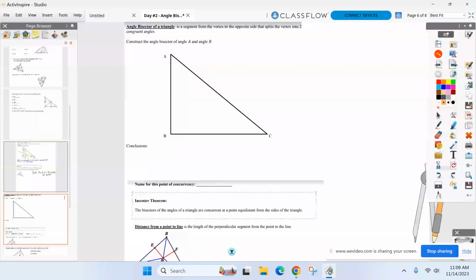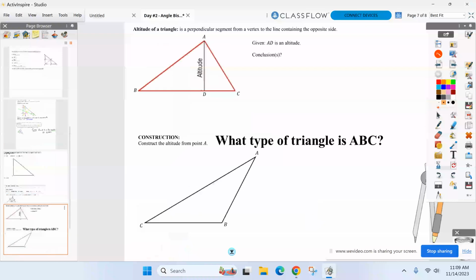Let me introduce you. That's the same slide. An altitude. Okay, an altitude. New vocabulary term in a triangle. An altitude. I think in the middle school, I don't think you used the term altitude, did you? I think you used the term height of a triangle. Height is the altitude, all right? In the high school version, it's called the altitude. And here's what it is.